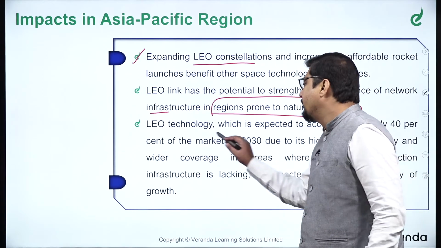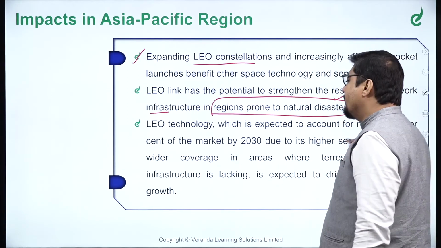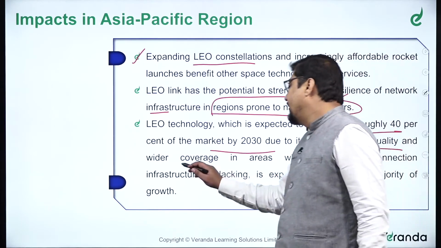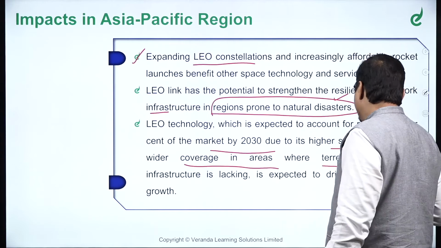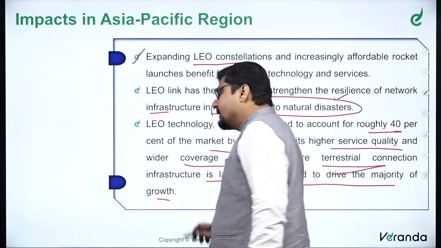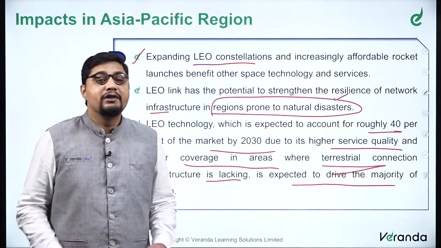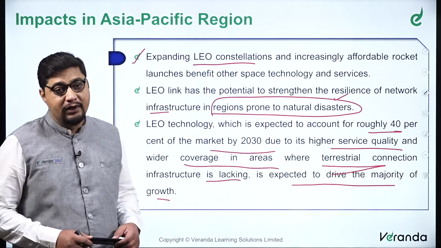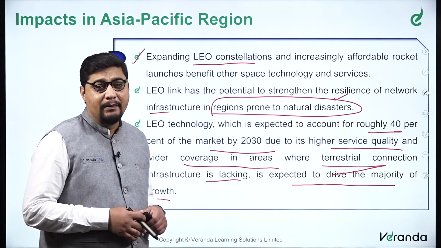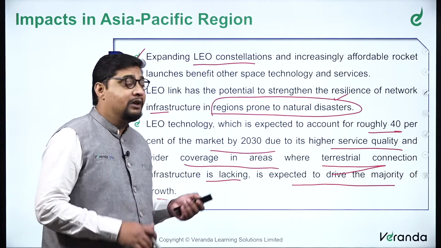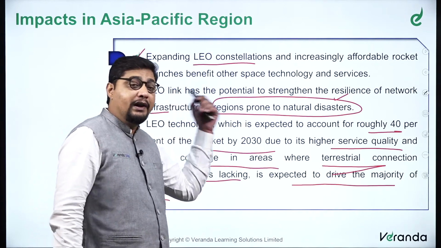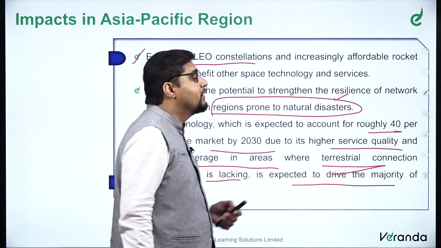So low Earth orbit technology, which is expected to account for roughly 40% of the market by 2030 due to its higher service quality and wider coverage in areas where terrestrial connection infrastructure is lacking, is expected to drive the majority of the growth. This is because of the limitations that happen when the infrastructure is on the surface of the earth. There may be disasters, so in disasters the infrastructure will be damaged, and because of that the service will be damaged. But that kind of infrastructure damage will not happen when it is from space.